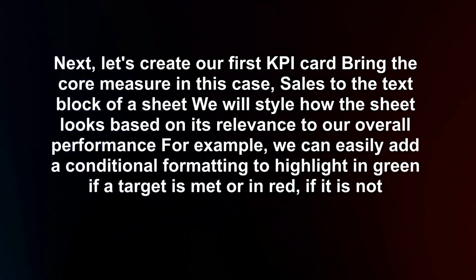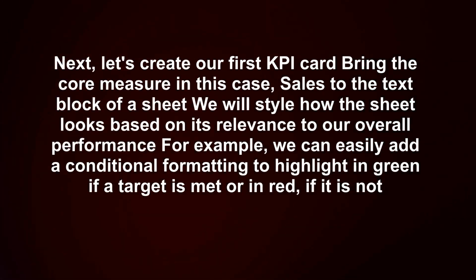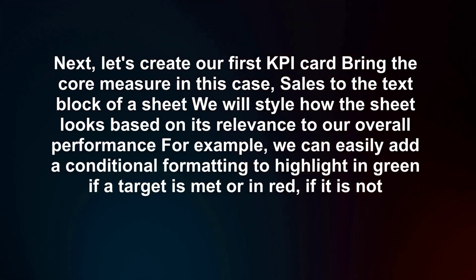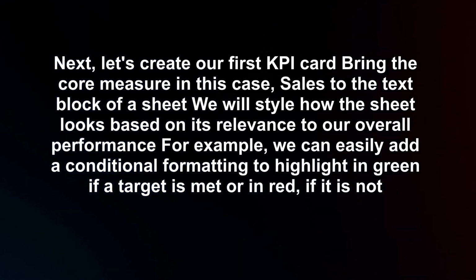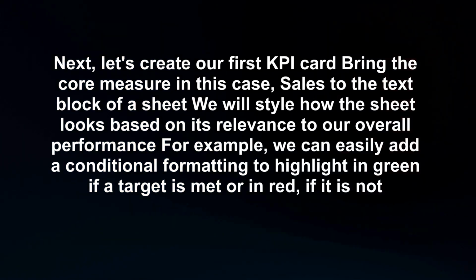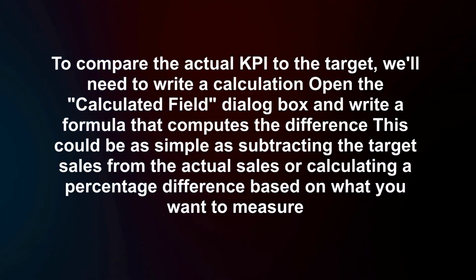Next, let's create our first KPI card. Bring the core measure, in this case, sales, to the text block of a sheet. We will style how the sheet looks based on its relevance to our overall performance. For example, we can easily add conditional formatting to highlight in green if a target is met or in red if it is not, to compare the actual KPI to the target.